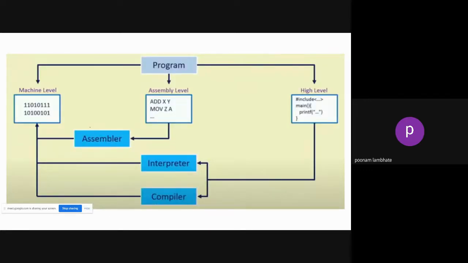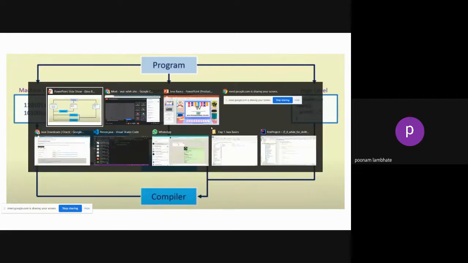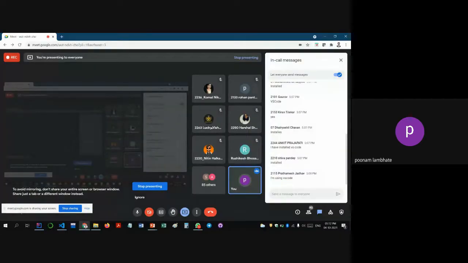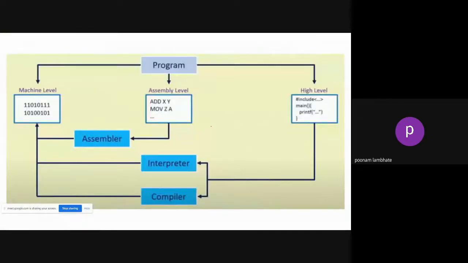Now, why do we need assembler, interpreter, compiler, and all? During the introductory session, I had explained that the computer understands only binary language, or machine language, which is in the form of zeros and ones. And we are writing our programs in C, C++, Java, Python, Kotlin, and all, which is close to the English language. Its syntax is similar to English. It is a high level language, and we find it easy to program in a high level language like Java.